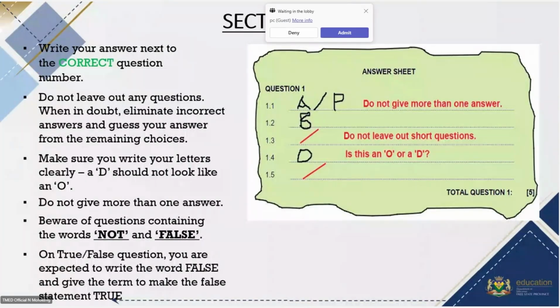So please ensure that on your true or false, when you give false as an answer, you rectify. Usually there will be a word that is underlined for you to rectify if you say the statement is false. So please don't write all trues just to avoid rectifying the incorrect words. So please ensure that you prepare thoroughly also for our section A.